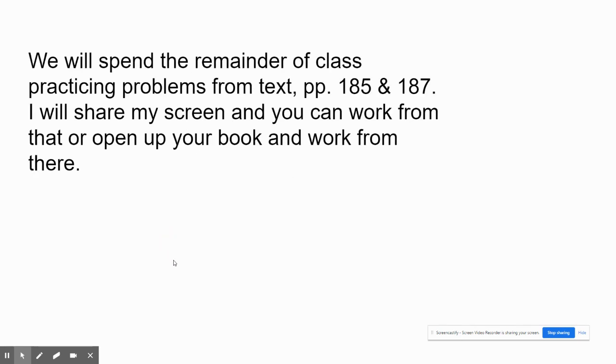We're going to spend the remainder of the class practicing problems from pages 185 to 187. I'm going to share my screen with the class. If you're watching this from home, you weren't in class today, pages 185 and 187 have some good practice problems on there. There is also an assignment posted for you to work on, slope alpha Alex. It's due by midnight Sunday.